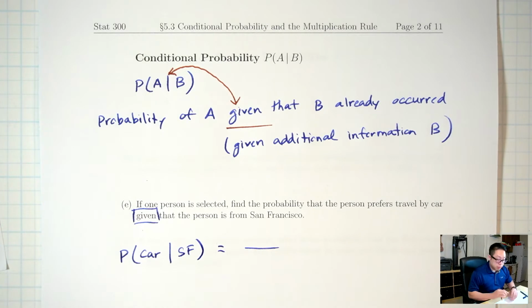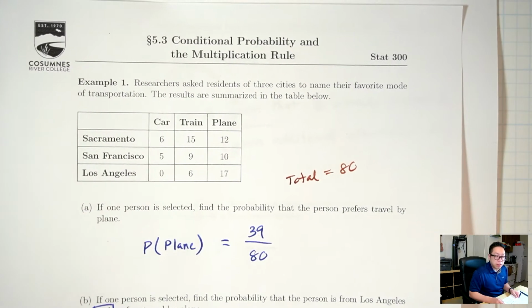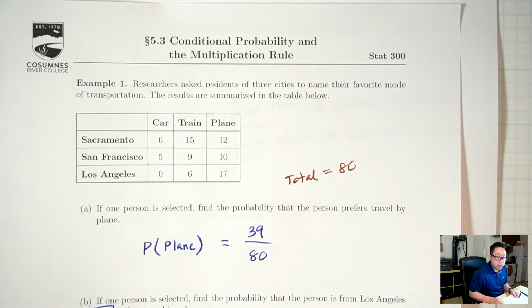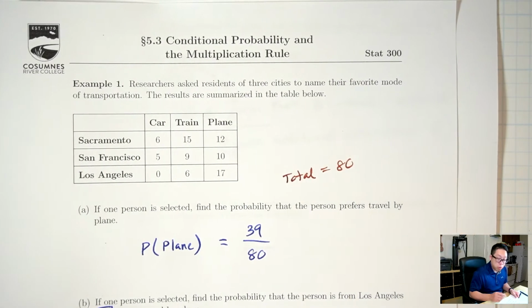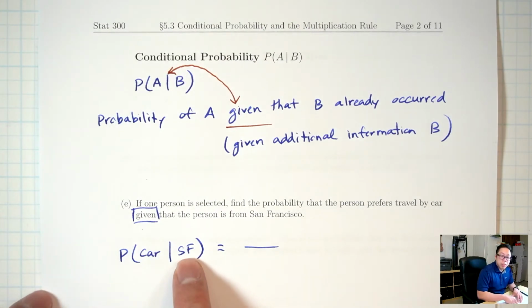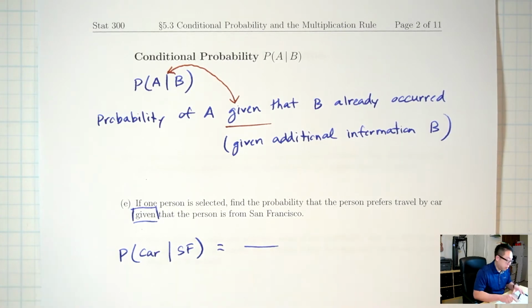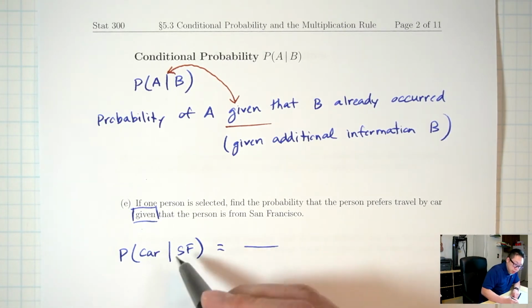Anytime you have the word given, the bottom is not going to be everybody. So the bottom is not going to be the total 80 here. Because we're given additional information that this person is from San Francisco, right? So I know for sure that this person is from San Francisco. So from my table, I should only focus just on the San Francisco numbers, right? I should ignore everything else and just focus on the San Francisco numbers because I know for sure that this person is from San Francisco. So the given part is really telling you what part of the table you should restrict yourself to or what part of the table you should focus on. So this is telling me I should focus just on these San Francisco numbers.